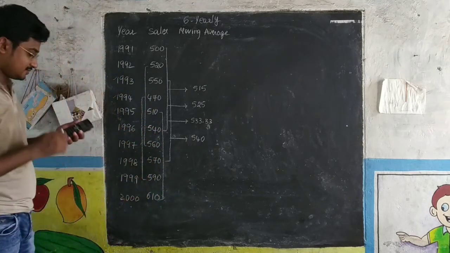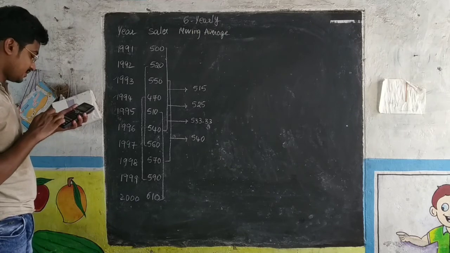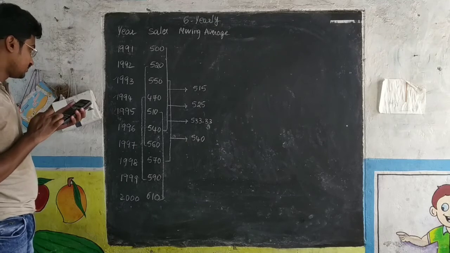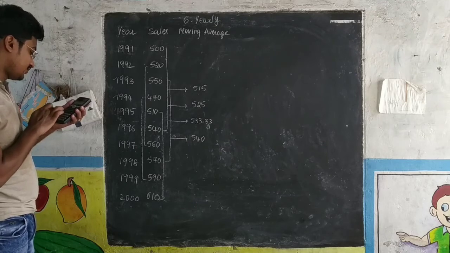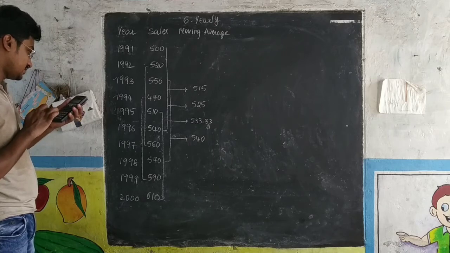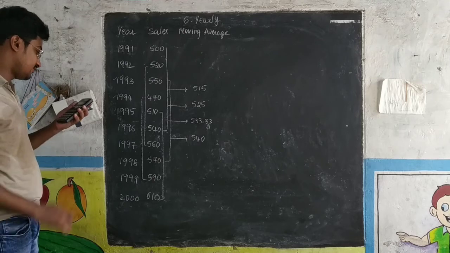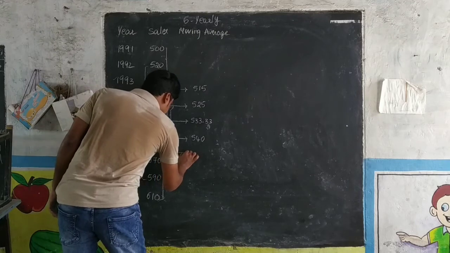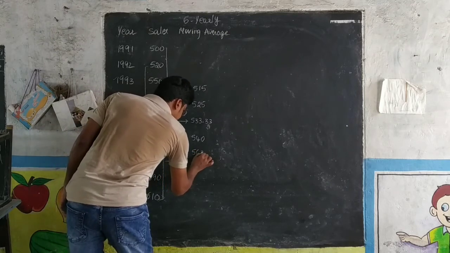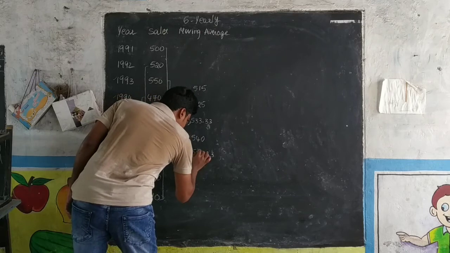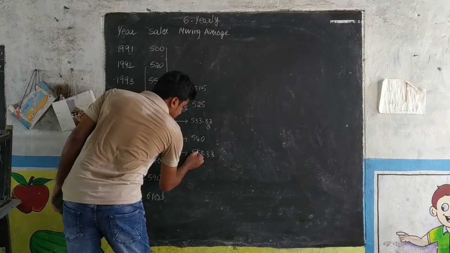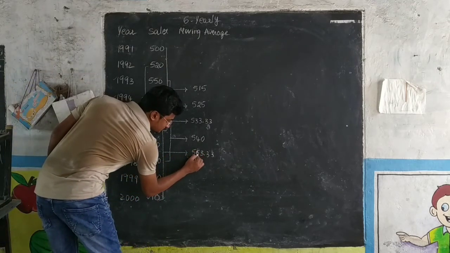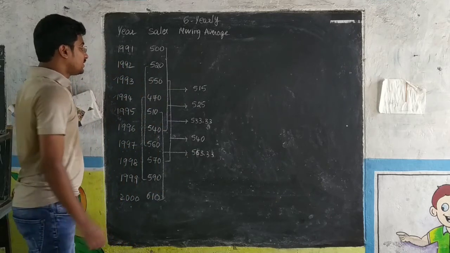Next is the last 6 yearly moving average. 510 plus 540 plus 560 plus 570 plus 590 plus 610 divided by 6 is 563.33.